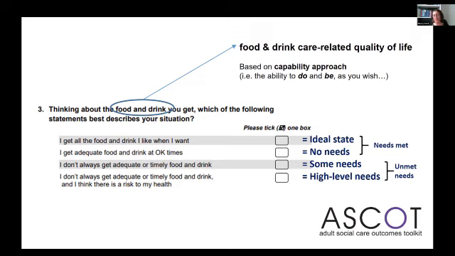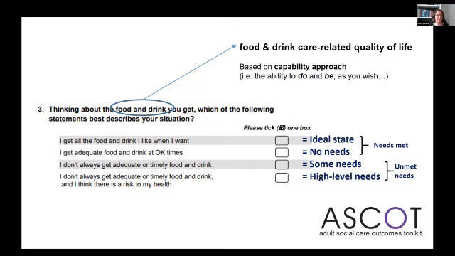In the four responses, you can see in blue on the right hand side, they have labels that we give them. The top statement is someone living the ideal state. They're living their life as they wish. Then no needs, which we sometimes refer to as: it's all right, it will do, everything's okay, could be better, could be worse. The third statement is some needs. And then the bottom one is high level needs: there's a risk to health.